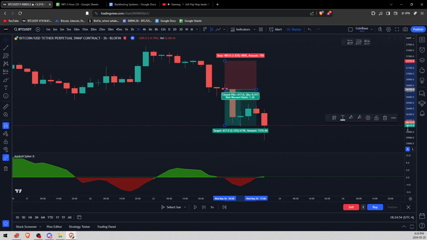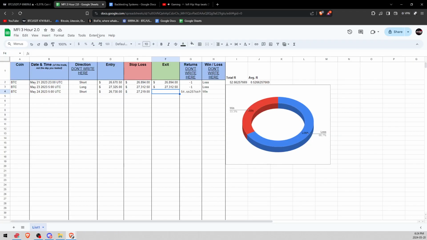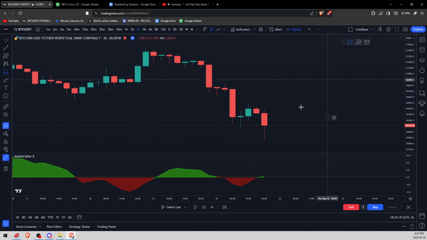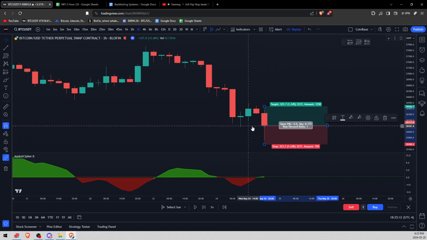And our exit was at 26,113. So look at that. Look, we got a winner. We got a winner. And now, because it switched, go here on our candle close.